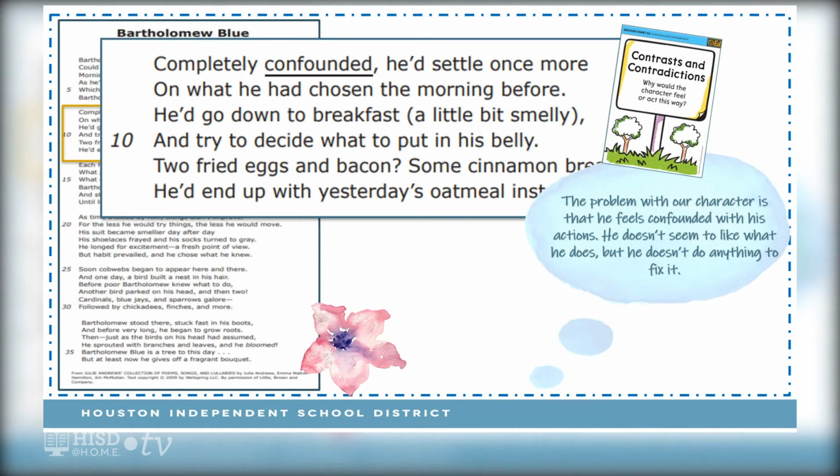The problem with our character Bartholomew is that he feels confounded with his actions. He doesn't seem to like what he does, but he doesn't do anything to fix it. Evidence to support my thinking is on line 6. Completely confounded, he'd settle once more. Remember that good readers stop to notice and note contrast and contradictions.